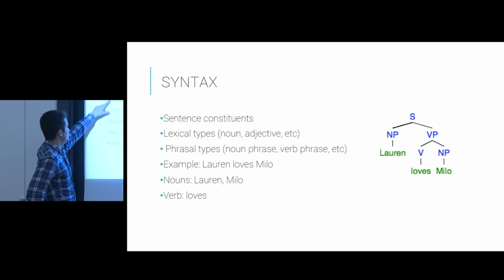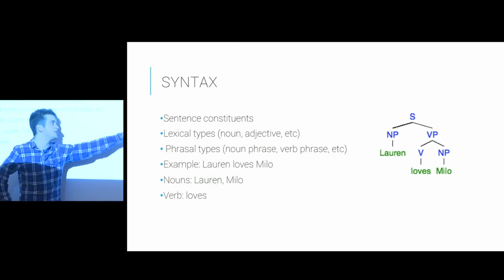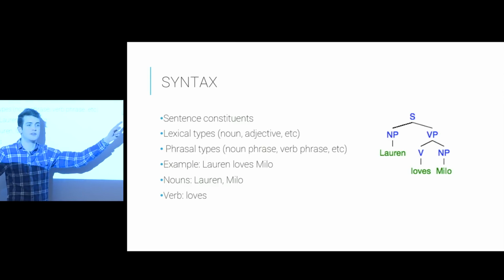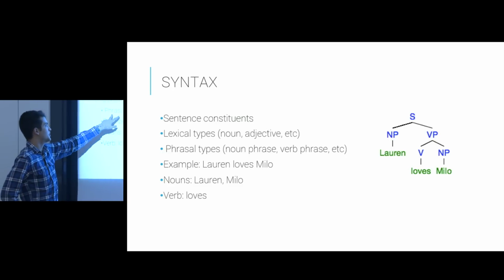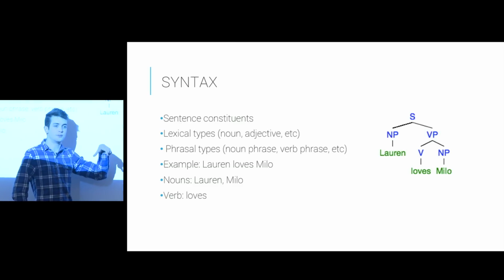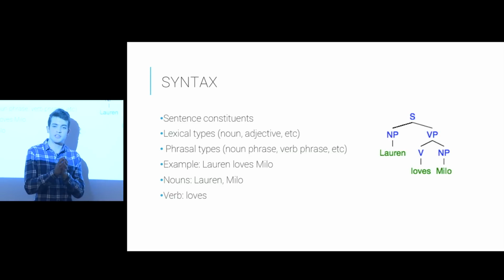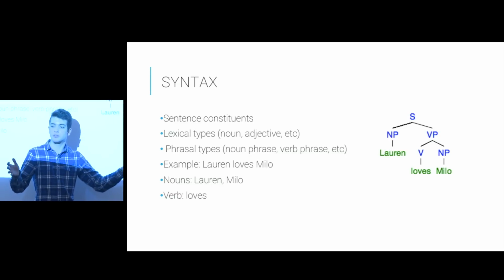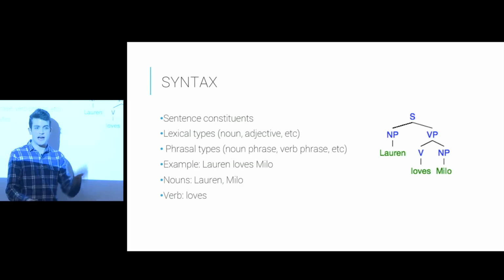The two other important things about syntax are the lexical types, which is basically the function that you have for words by themselves. So you have to know that Lauren and Milo are nouns. Loves is a verb. And the second important thing is that there are phrasal types. So you know that "loves Milo" is actually a verbal phrase. When I say Lauren, I know that Lauren's doing something. What is she doing? She's loving Milo. So it's a whole thing. Its components are a noun and a verb, but together they make a verb phrase.